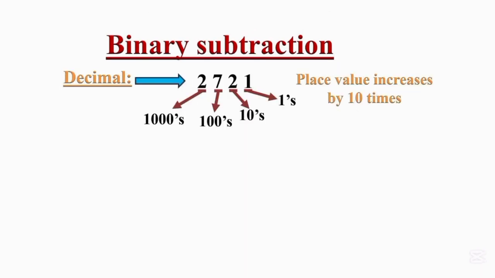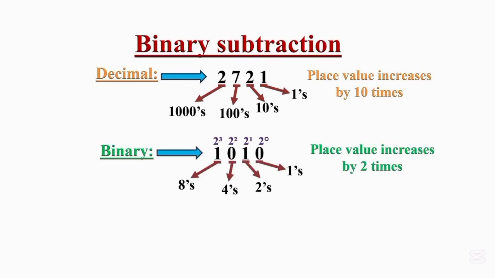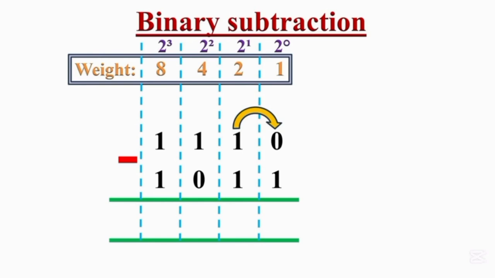It is because in the decimal number system, the place value of each digit increases by 10 times. But in the binary number system, the place value of each digit increases by 2 times. This is a very important point to remember while doing binary calculations. Let's get back to our binary subtraction here.